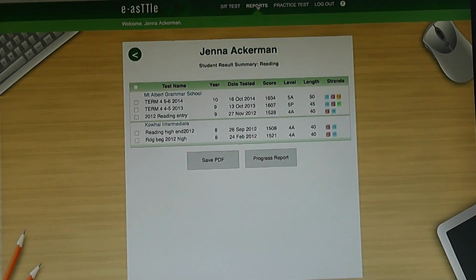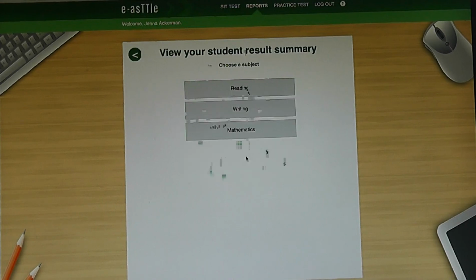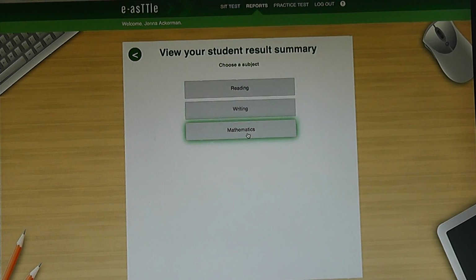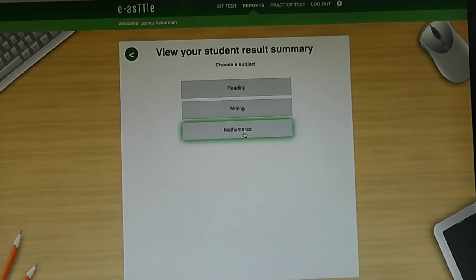Now, if they come back here and go back to reports again, and they want to have a look at the results summary for writing or mathematics, they can also do that. So that just about summarises how they go about accessing asTTle individual profiles for them.